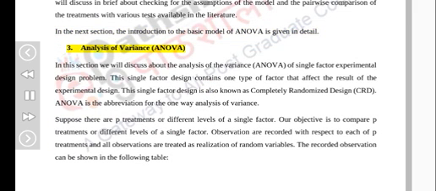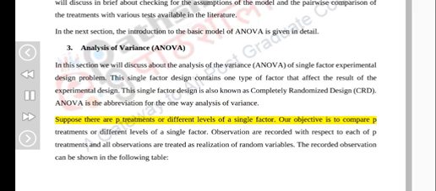3. Analysis of variance, ANOVA. In this section we will discuss the analysis of variance, ANOVA, of the single-factor experimental design problem. This single-factor design contains one type of factor that affects the result of the experimental design. This single-factor design is also known as completely randomized design, CRD. ANOVA is the abbreviation for the one-way analysis of variance.